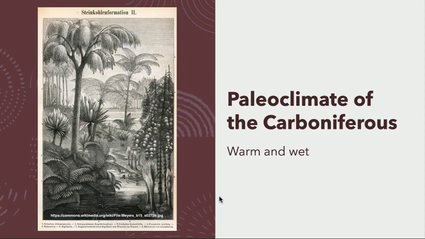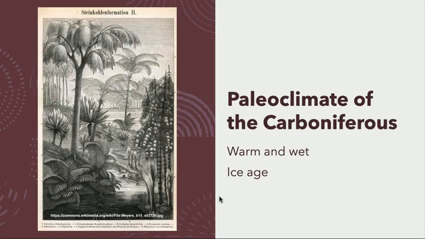By the late Carboniferous, the Pennsylvanian period, an ice age began, brought on by plate tectonics moving continents into polar regions, and by the consumption of CO2 by the dense vegetation of the coal swamps. Removing CO2 from the atmosphere meant less heat was trapped, so global temperatures dropped.